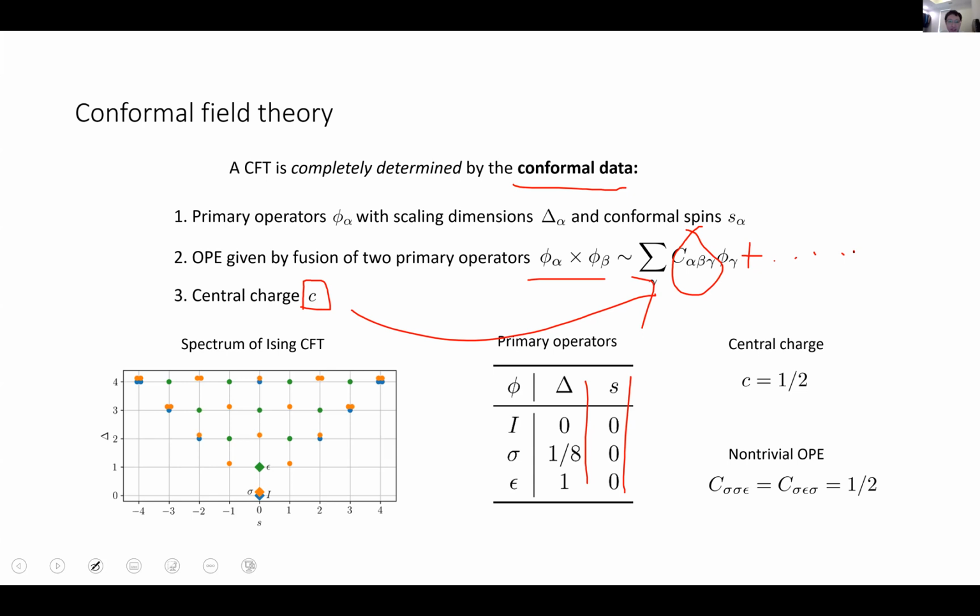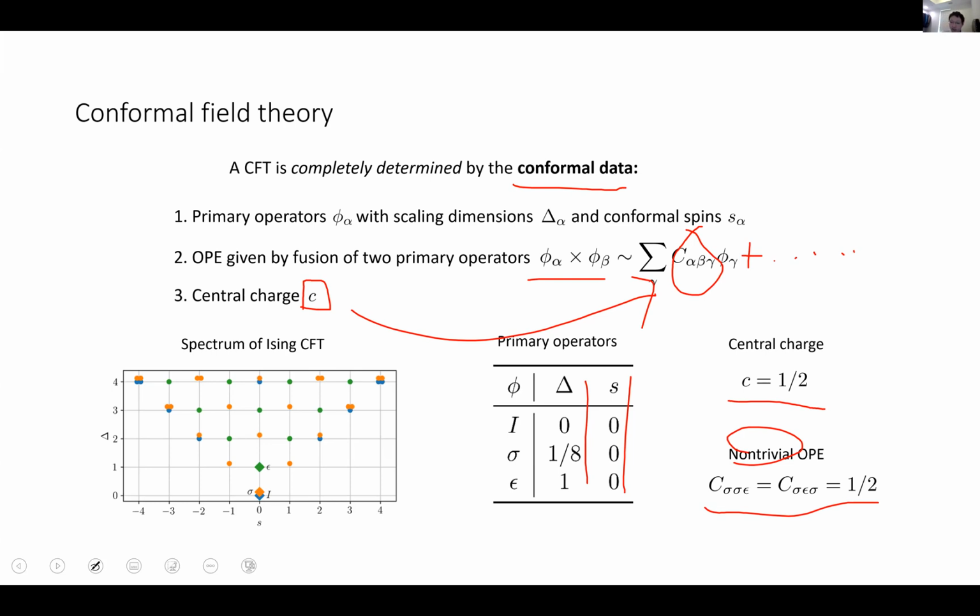Okay, and for the Ising model, this is exactly solvable, with c equal to 1/2, and there's only one non-trivial OPE coefficient, which is sigma sigma epsilon. Of course, by non-trivial, I mean that it does not contain identity. If you have identity fused with anything, it gives you that thing itself.